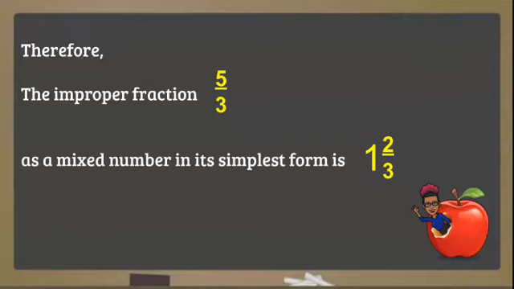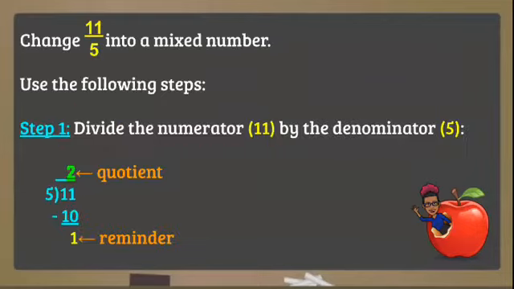So therefore, the improper fraction 5/3 as a mixed number in its simplest form is 1 and 2/3. Let's use another example. Let's change 11/5 into a mixed number. Now let's use the following steps again. So step 1, divide our numerator 11 by the denominator 5. So from our working, we got a quotient of 2 with a remainder of 1.